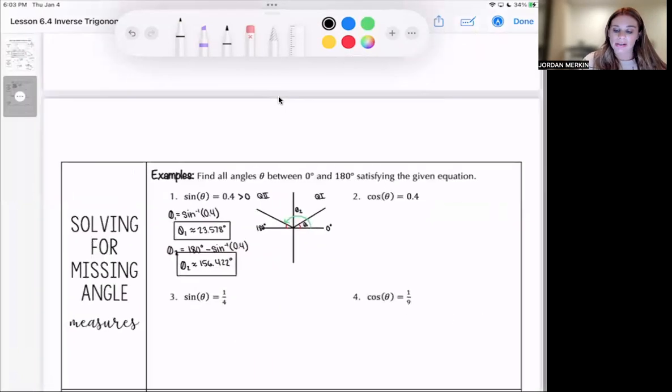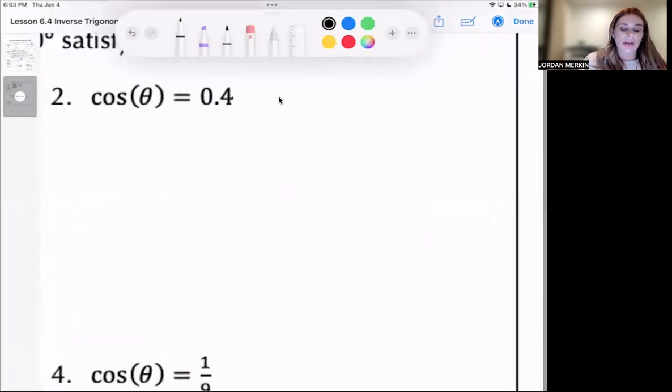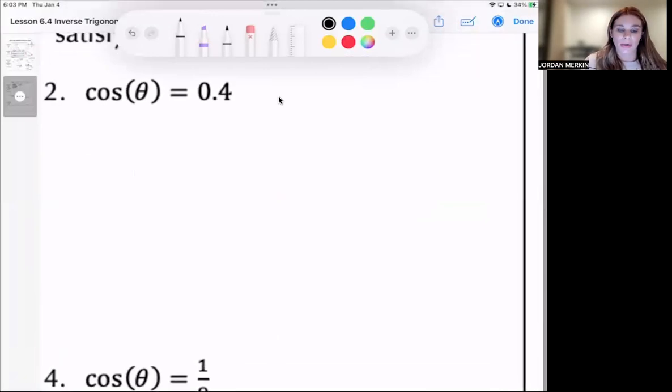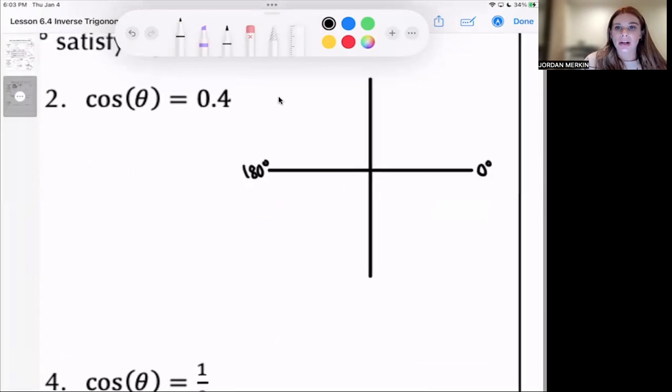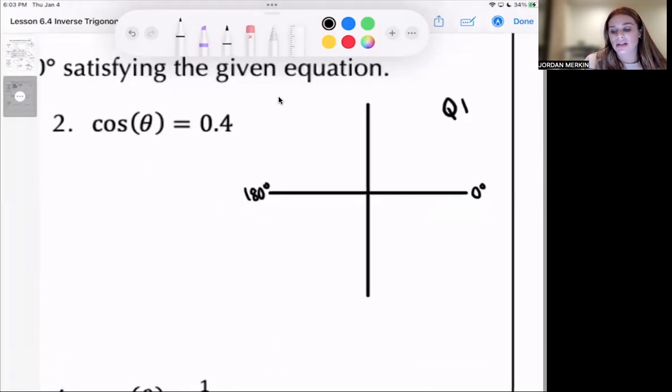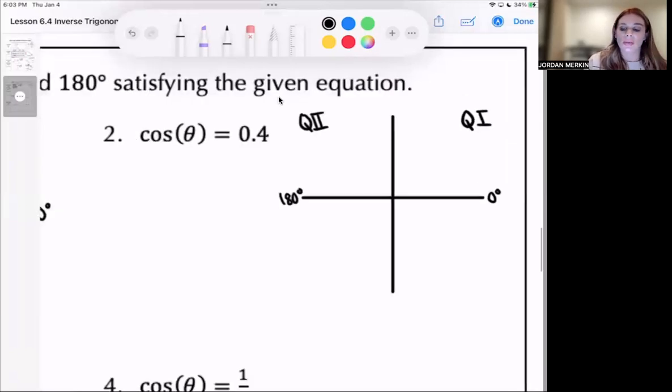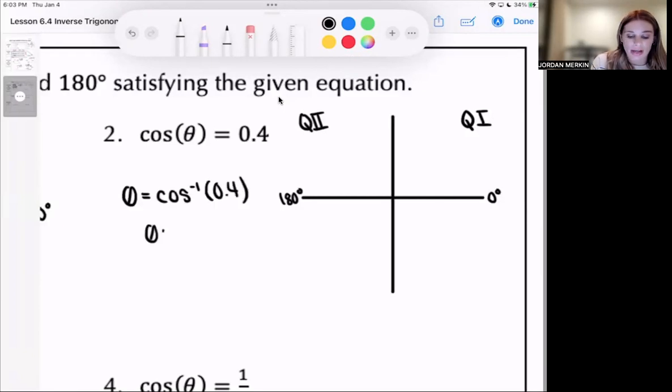All right, let's try one more. Let's try number 2. So number 2, we have cosine of theta now equals 0.4, and we're looking for answers from 0 to 180 degrees. Well, luckily for us, there is only going to be one answer in quadrant 1 for this one, because cosine is actually negative in quadrant 2. So we only need to find one answer, and we can just do inverse cosine of 0.4, which if you punch that into a calculator, we get about 66.422 degrees.